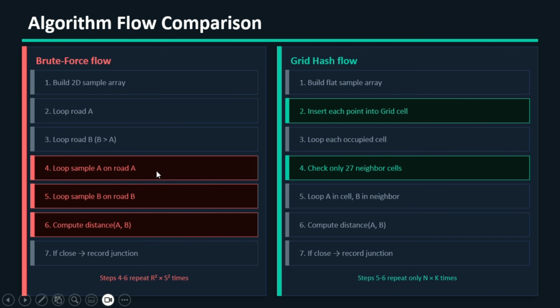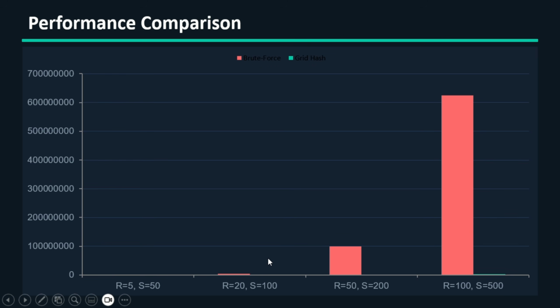The flow is basically the same. Both algorithms find junctions the same way. The only difference is that grid hash inserts points into a grid first. So when we get to the comparison step, we only look at nearby cells instead of everything. And this graphic shows that for small maps, it doesn't matter much.